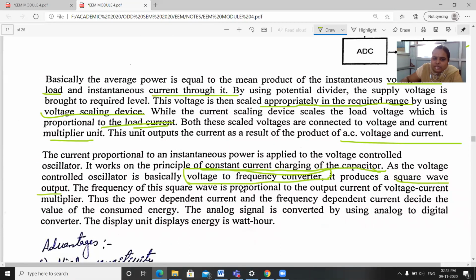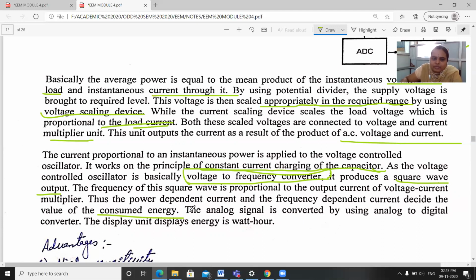The frequency of this square wave is proportional to the output current of the voltage current multiplier. Thus, the power depends on the current and the frequency dependent current, which decides the value of the consumed energy. Observe here, power dependent current and again frequency dependent current will decide how much energy is consumed.